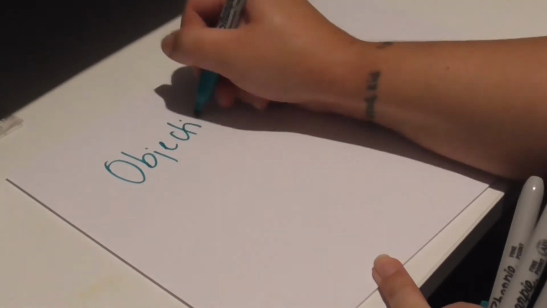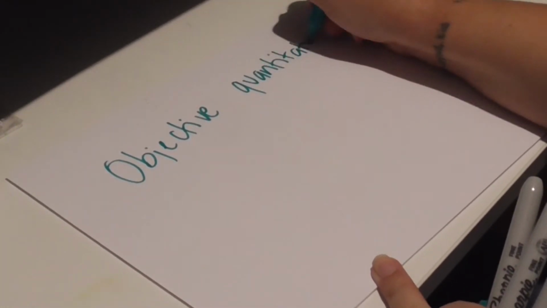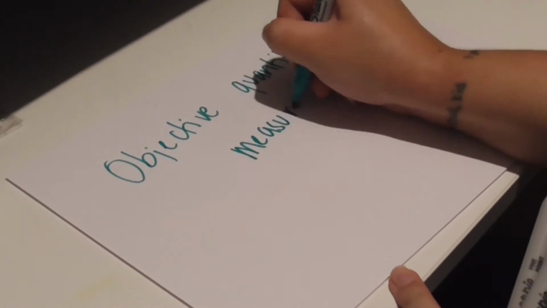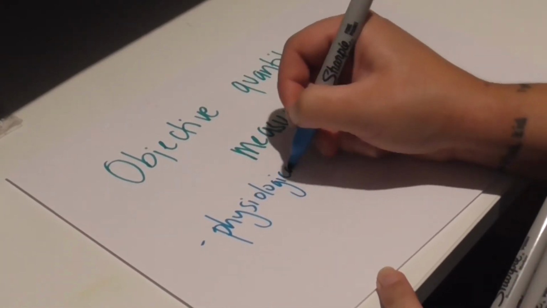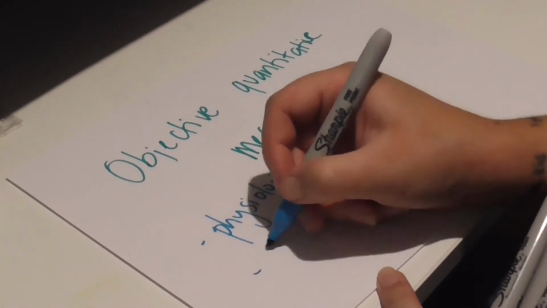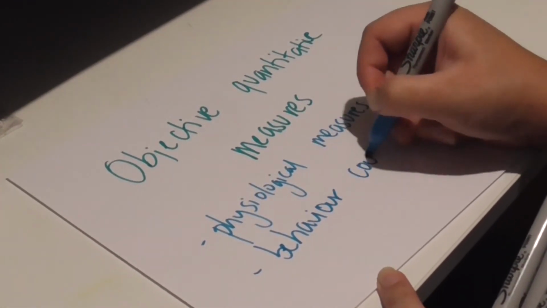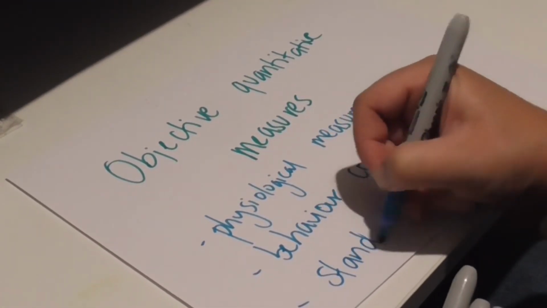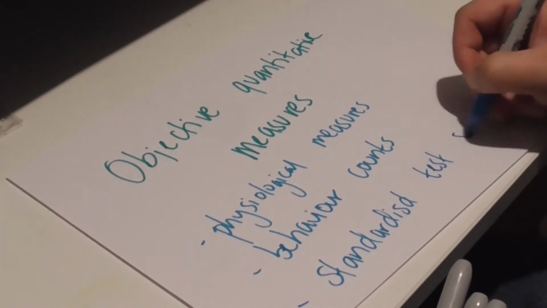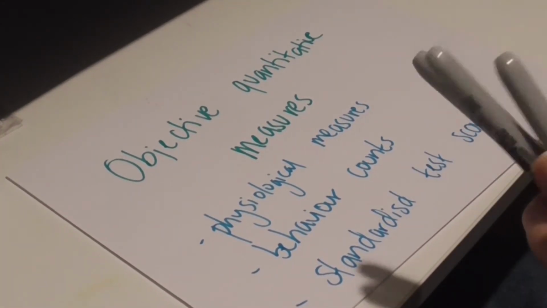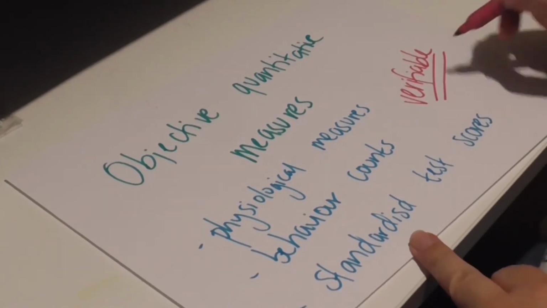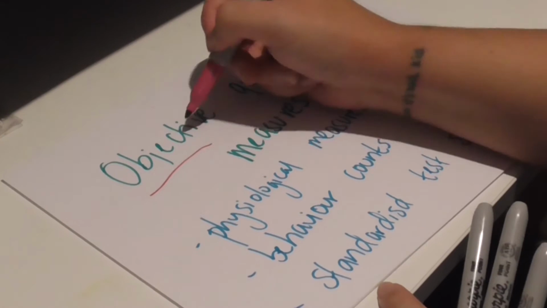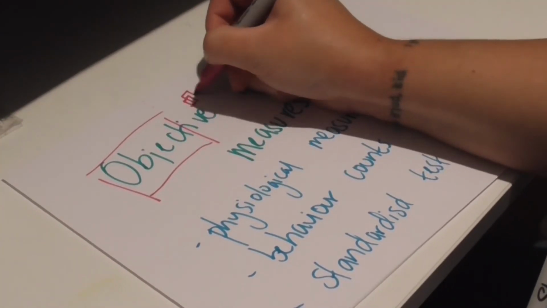All right, objective quantitative data. Let's talk about that. Objective quantitative measures are things like physiological responses, behavior counts. So when we're measuring heart rate or measuring the amount of time someone does something. It's also scores on things like standardized tests. So numerical data that you can verify and that you can prove. It's not open to interpretation. No matter who looked at it, the object that we're all looking at is exactly the same.